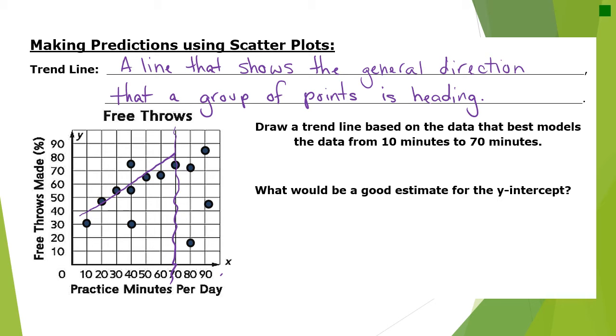So what would be a good estimate for the y-intercept? Based on this line I've got here, it looks like somewhere about 30, maybe 35, so 30%. We can use our line to estimate what it is when x is 0.